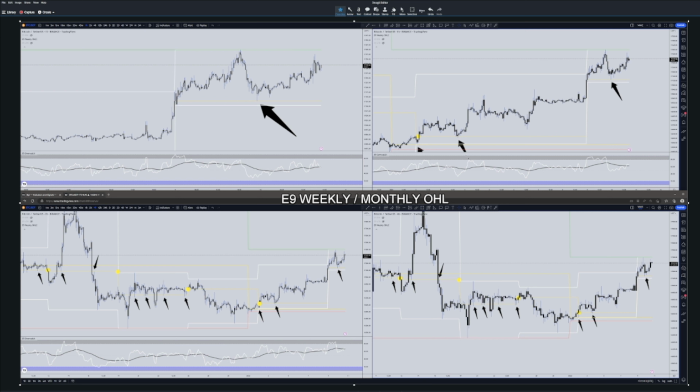Next one, weekly, monthly open high low, utilizing the open line mainly on this one. You can see here by the black arrows where the open line is literally respected, it's broken up and then retested, gone higher. It's almost like a liquidity level, so very powerful.